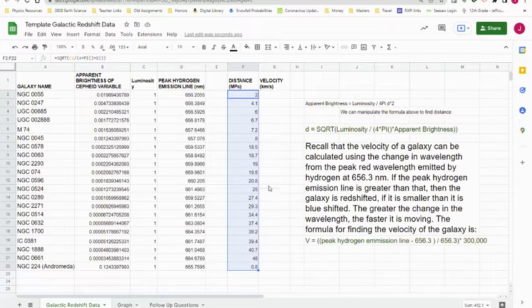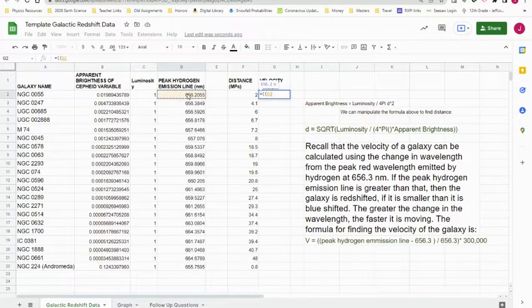Okay, so now I'm going to move on to the velocity. So once again, I'm going to enter a formula into this cell. So again, anytime you enter a formula, you always start with, yep, equals. So the velocity equals, what does the velocity equal? The velocity equals the peak hydrogen emission line. Okay, so I have to do 2 parentheses first. So open parenthesis, open parenthesis. Then the peak hydrogen emission line. That's this number right here.